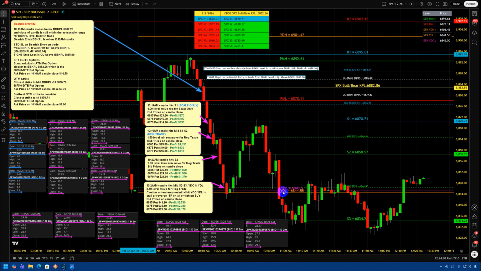Now here at 10:24, as you can see under S2, we have the midpoint level, mid S2, S3. And then we have kind of an unusual situation where we have YDC and YDLs basically stacked on top of each other, and they happen to be occurring right here in this midpoint level area as well.